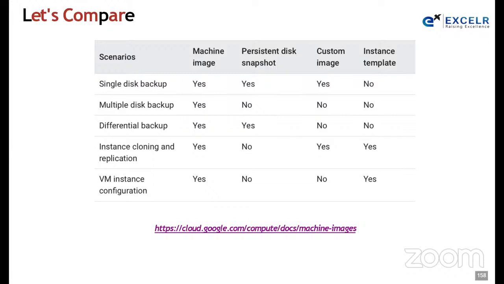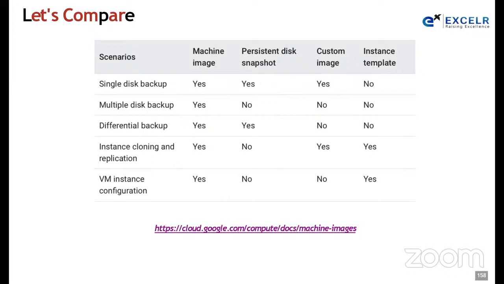Then for multiple disk backup, yes, you can use a machine image, but this is not possible with your persistent disk snapshot because you are going to take the snapshot of an individual disk rather than multiple things. Even the custom image and instance template do not support multiple disk backup. When do you take a differential backup? If you want a differential backup, you have options with the machine image and persistent disk snapshot, but it is not available with your custom image or an instance template.